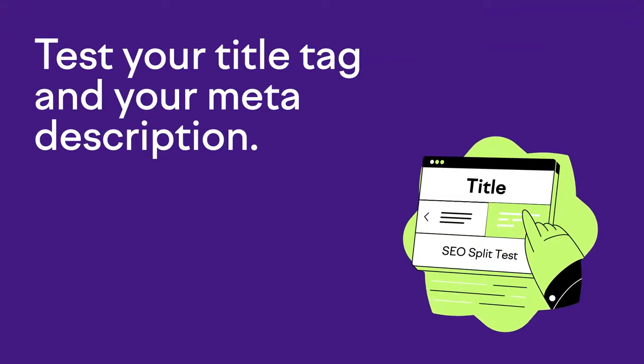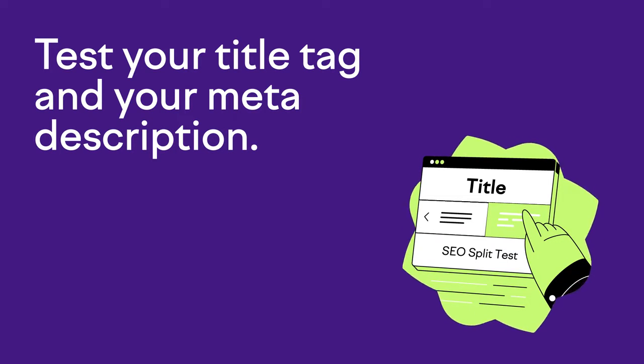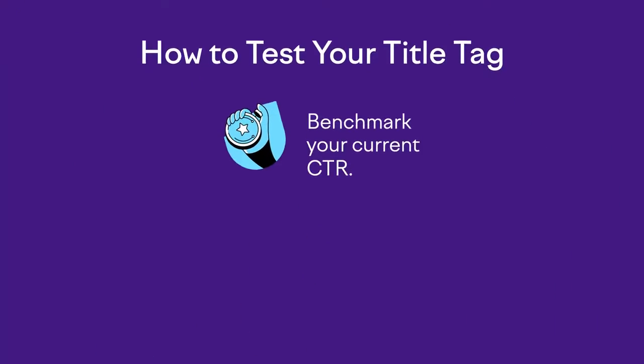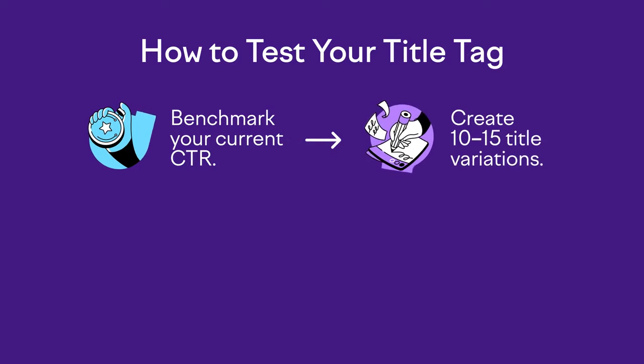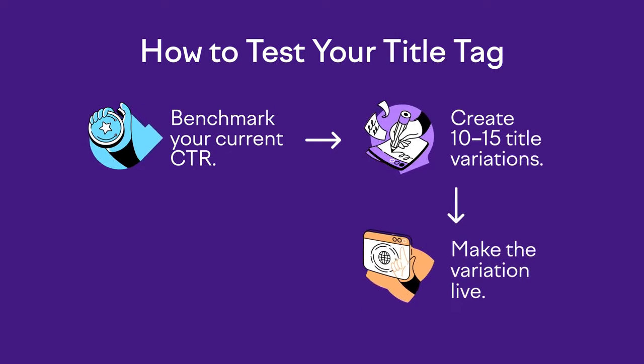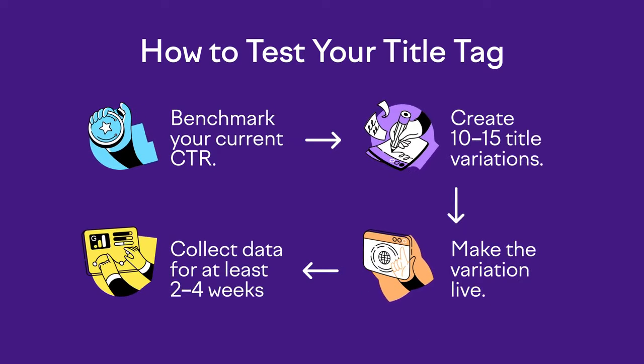So the biggest lever you can test is going to be your title tag and your meta description. And I recommend testing many different title tags to see which one produces the highest CTR. Just benchmark your current CTR, come up with 10 to 15 title variations, and then push the variation live and let it collect data for at least 2 to 4 weeks. Then just repeat this process over and over until you find a winner.